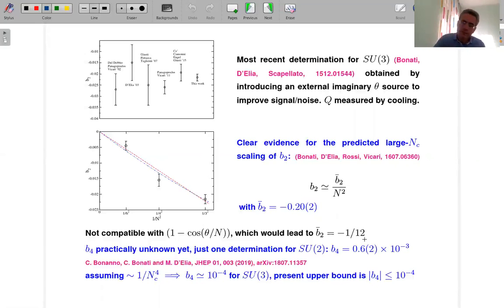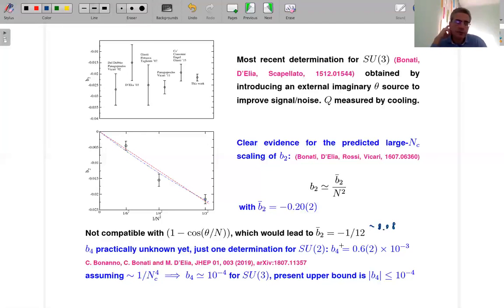And this 1/12 is something like 0.08, okay? This is in contrast with what we measure, which is 0.20 with an error of 2. So we are several standard deviations from this prediction. That means that even if this picture is not completely wrong, if these fractional objects exist, they are not weakly interacting. This is what you learn from this result.